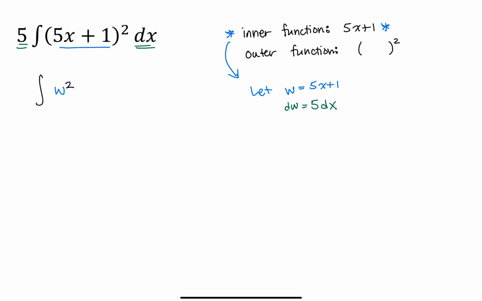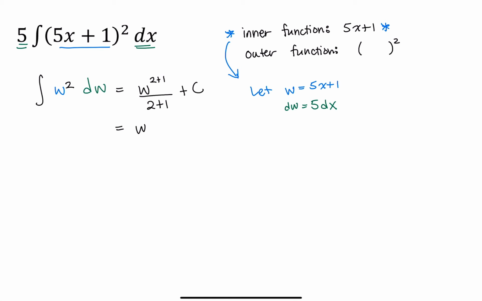Well, look at this. We have a 5 and we have a dx here. So this is dw. If this 5 were not here, we'd have to do a little more work, but it's here. So we're good. We have w squared dw. So the antiderivative is w cubed over 3 plus a constant. And I'm going to actually show one more step. So let me erase this. It's w to the 2 plus 1 power divided by 2 plus 1. So you add 1 to the exponent and divide by that value.